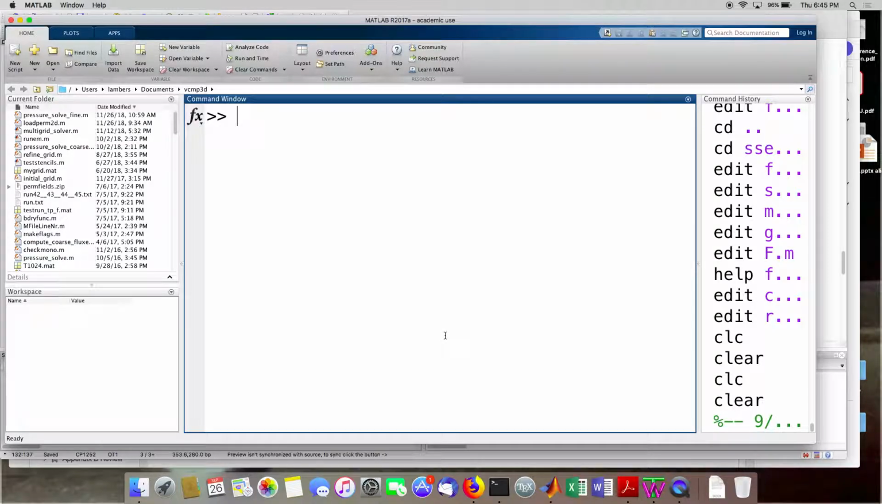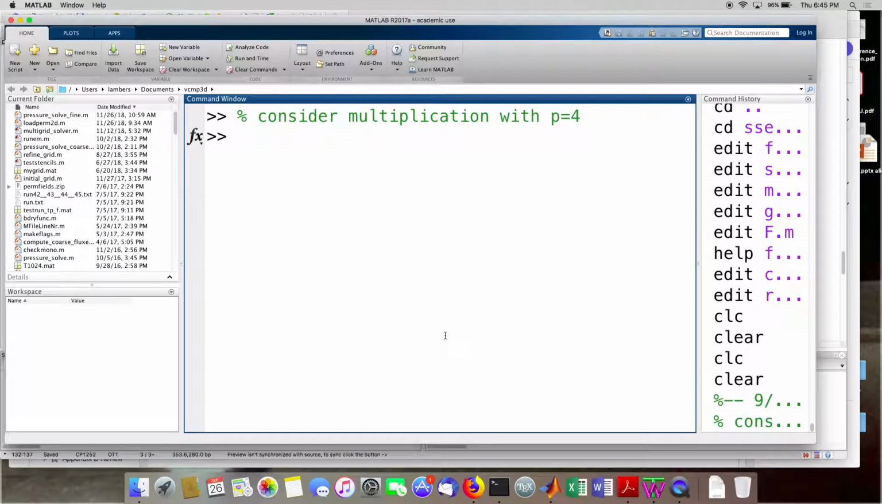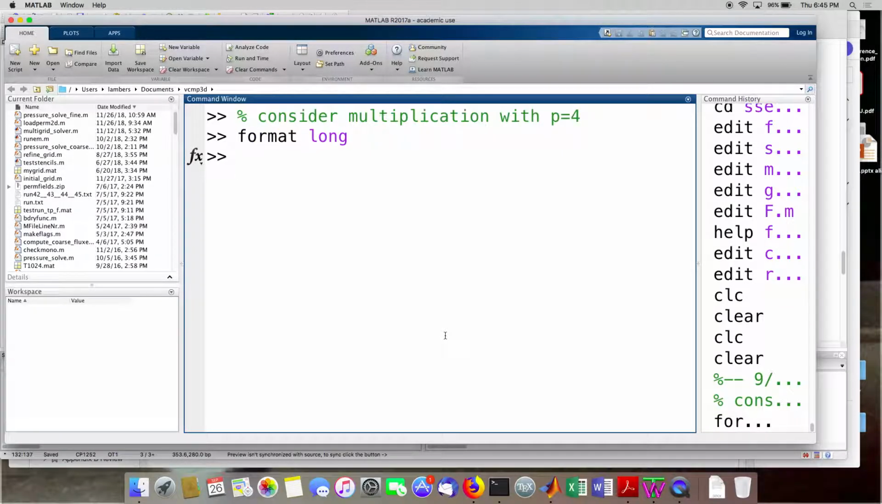Okay. So, consider multiplication with p equals 4. Yes, an extreme example to have only 4 significant digits, but it's just to get the point across. So I need to concoct numbers with only 4 significant digits. And I'll make sure I format long, so MATLAB will show me like 16 digits. So that'll help with the example.